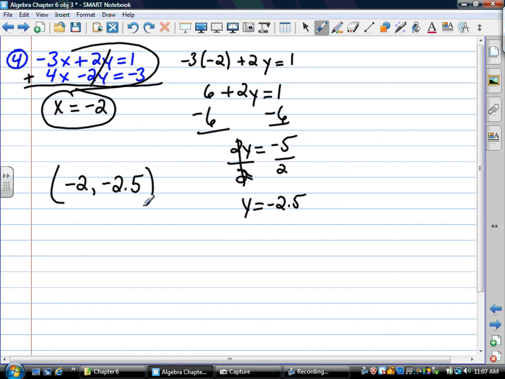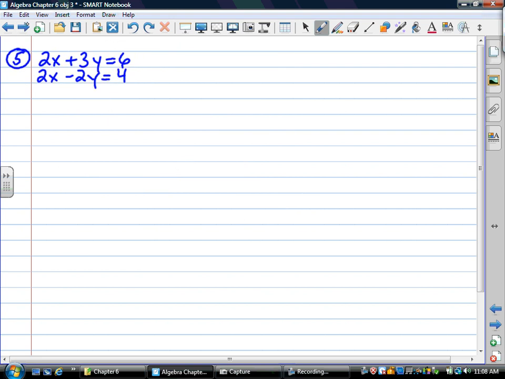Let's check it, make sure it makes both equations true. Negative 3 times negative 2 is positive 6. 2 times negative 2.5, that's going to be negative 5. Is positive 6 plus negative 5 equal to 1? Yes, it is. 4 times negative 2 is going to be negative 8. Negative 2 times negative 2.5 is going to be 5. Is negative 8 plus 5 equal to negative 3? Yes, it is. Okay, we have a bunch of problems to do here.